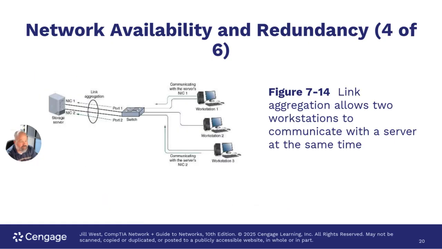So here's a graphic of what link aggregation looks like in action. See how the server has two NICs bundled together? This lets two workstations communicate with the server simultaneously, like having two phone lines so you can talk to your mom while your teenager texts their friends. The switch sees this as one connection, but underneath, there's redundancy and there's also extra capacity. It's networking's version of why choose one when you can have both.